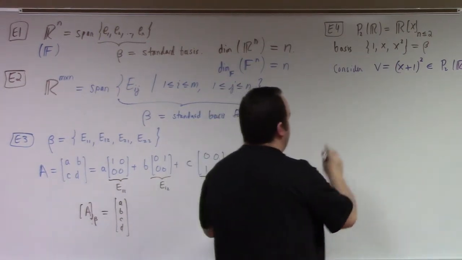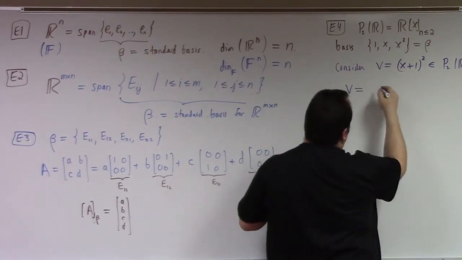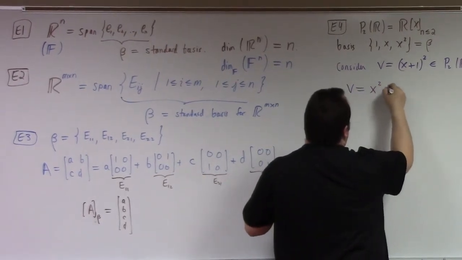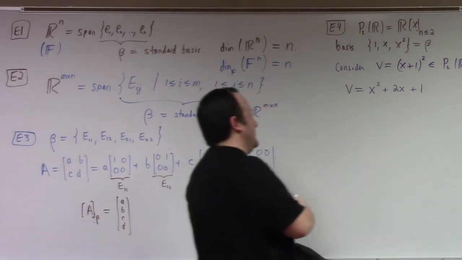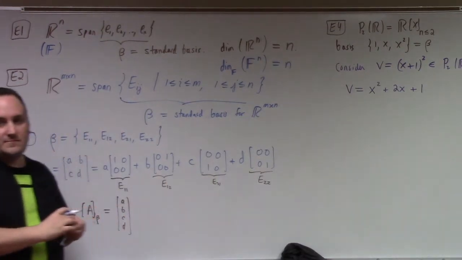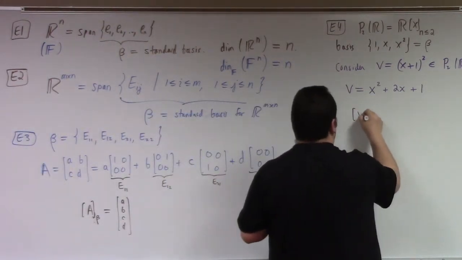So I mean, not rocket surgery here. Rocket surgery? It's a new one. Let's see here. x squared plus 2x plus 1, right? I assume you can do algebra. So what's the coordinate vector with respect to the beta basis? What's v sub beta here?